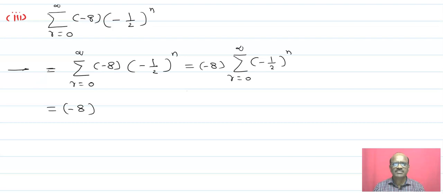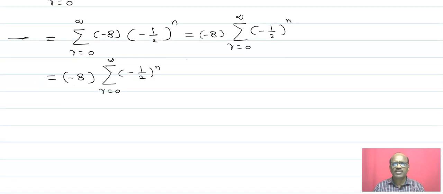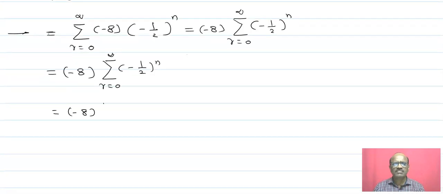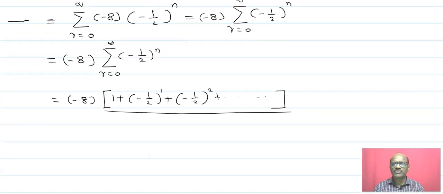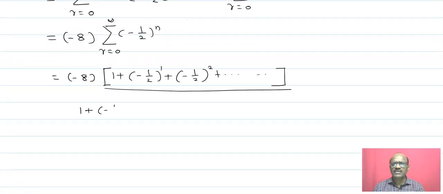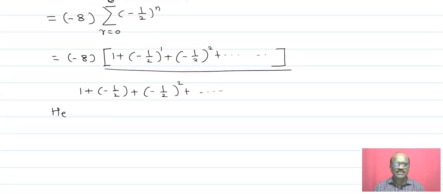Then in the next bracket, what has happened? Suppose that summation r equals 0 to infinity of (minus 1 upon 2) raised to n, here minus 8, and the terms will be like this. If I take r equals 0, then (minus 1 upon 2) raised to 0 is 1, (minus 1 upon 2) raised to 1, (minus 1 upon 2) raised to 2, and in this way. Now we will find out the sum of 1 plus (minus 1 upon 2) plus (minus 1 upon 2) squared, and in this way.